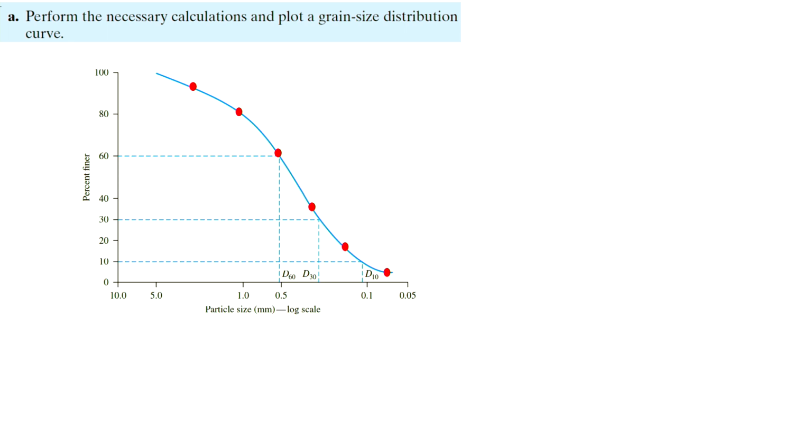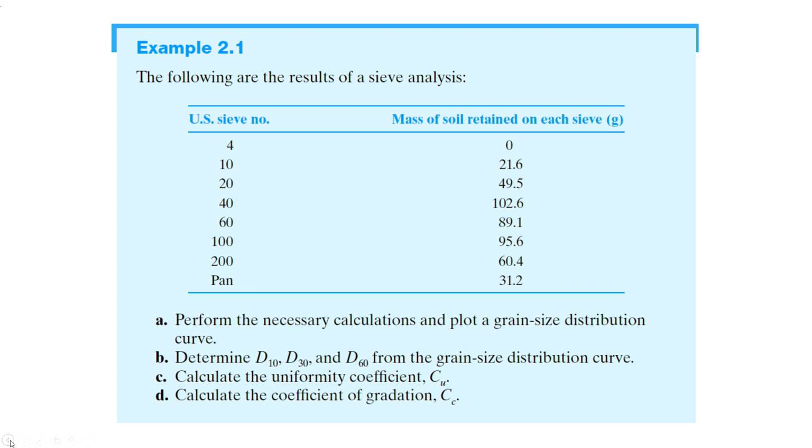Sorry, I have a question. The total mass of the soil that was used, is it all the figures in the mass on each sieve added together? The total mass? Yes, add all of them. Yes, here.